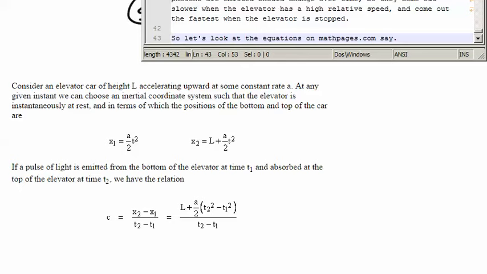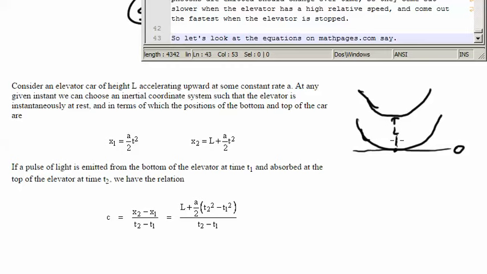This one says x1 equals a over 2 t squared. That is the equation for a parabola that just hits the surface. So this is the zero point. This is where the elevator comes to a stop and starts accelerating back upwards. And then this one is the same parabola drawn up above, like that, but the distance between them is L.